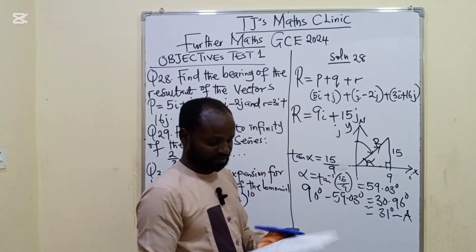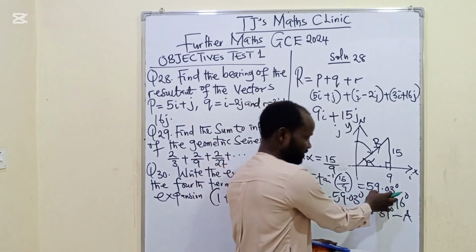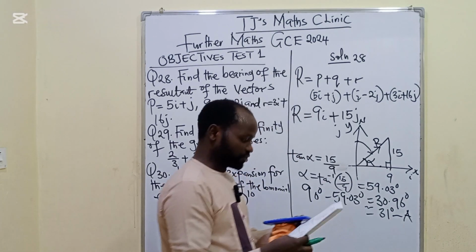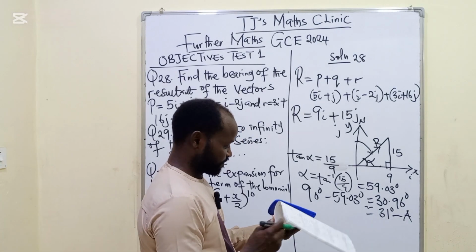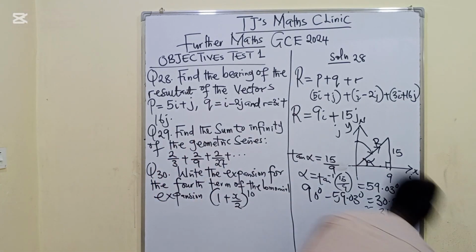Care must be taken, please. Here option B is 059 degrees. They can put this as the answer, but this is not the correct answer. The correct answer is 31 degrees, which is option A. Very important. Let's move to question 29.